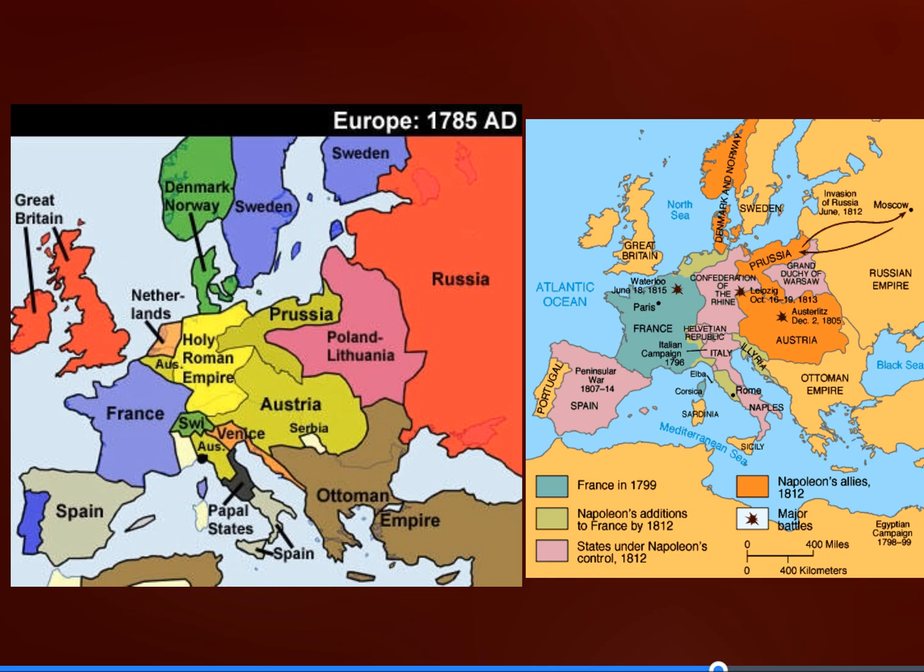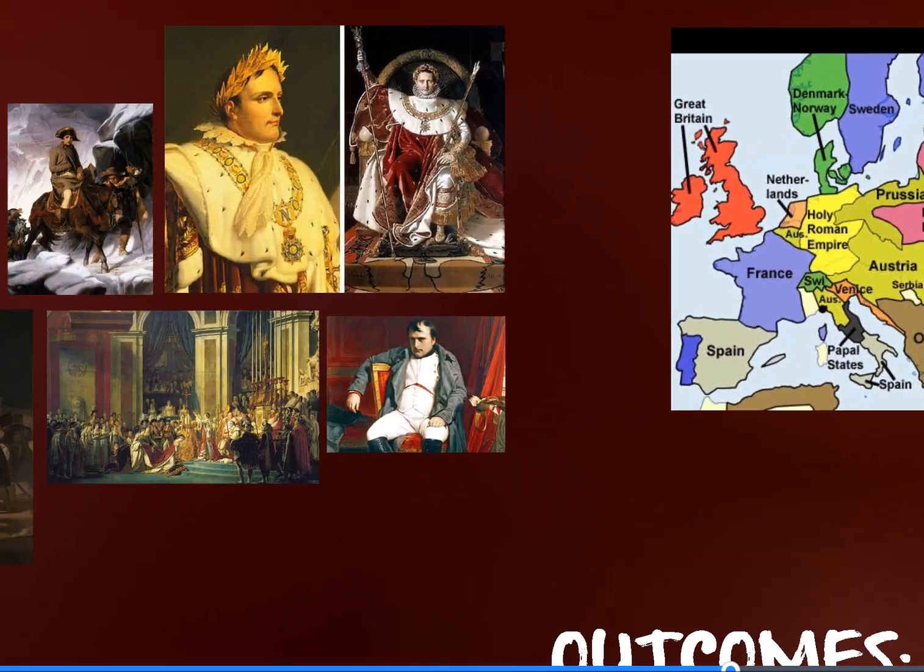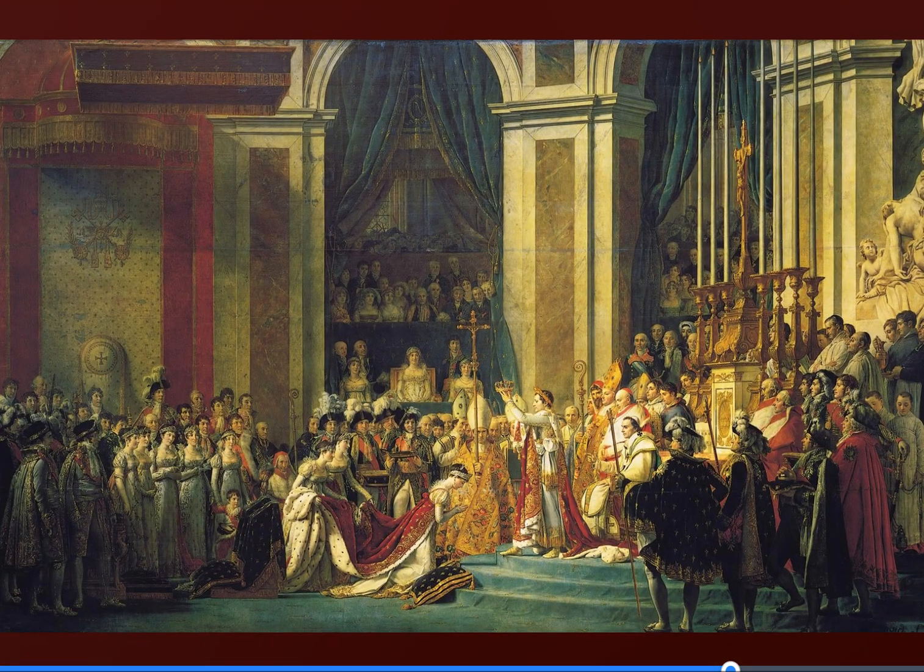But what you see here on the left is Europe before the French Revolution, and on the right, Europe during Napoleon's time in power. So a little bit more analysis of that to come. And with the popularity of his conquests, he comes and takes over power in the French government. So that was his military coup.